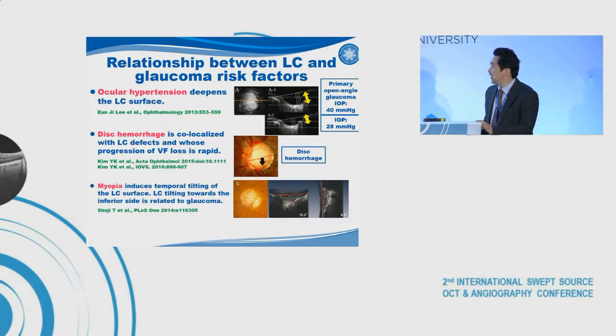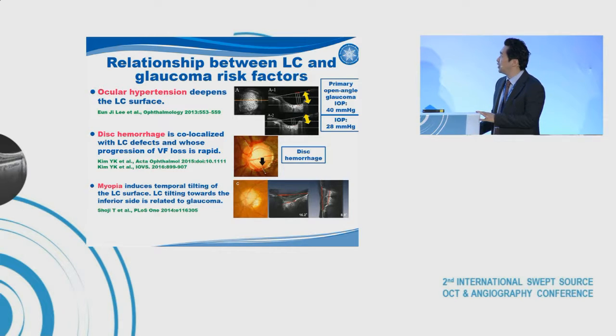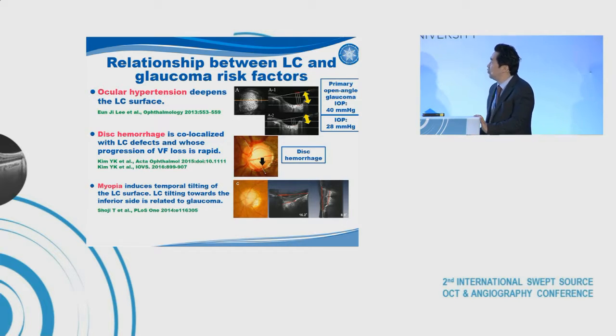So this slide shows the relationship between lamina cribrosa and glaucoma risk factors. Three major risk factors are ocular hypertension, disc hemorrhage, and myopia, which is an important risk factor for glaucoma, especially myopia related to normal tension glaucoma. And ocular hypertension deepens the lamina cribrosa surface, like this here. And disc hemorrhage is co-localized with lamina cribrosa defect, in which progression of visual field loss is rapid.